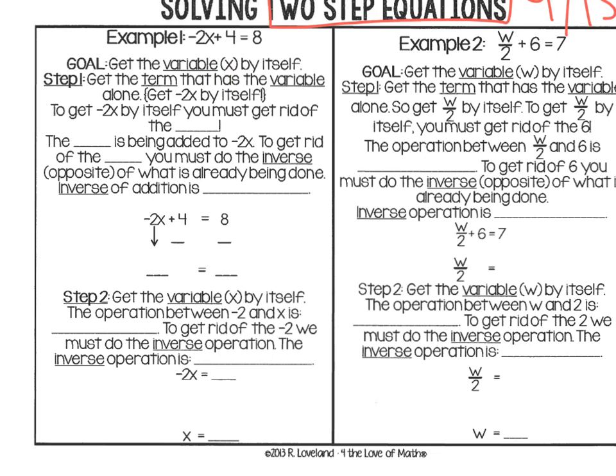So normally if we're following PEMDAS, we would do multiplication and division first. But when we're doing an equation and we're solving for a variable, we're going to go backwards. We're going to work it backwards. So we want to do addition and subtraction first. So in order to get negative 2x by itself, you must get rid of the 4. Okay? Now the 4 is being added to the negative 2x. So in order to get rid of the 4, you must do the inverse or the opposite of what is already being done. And we talked about this in class several times. The inverse of addition is subtraction.